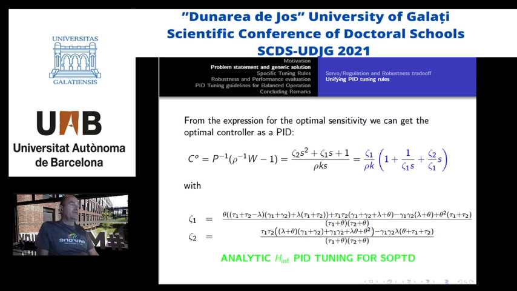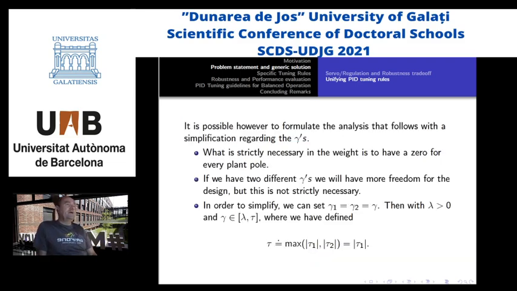Before going to the simple solutions, the idea is that we can make some assumptions, some simplifications to the problem. First of all, we got two parameters, gamma 1, gamma 2, one defined for each one of the time constants of the plant. What's important here is that for the weight, what really matters is that we have one gamma, so one zero on the weight for every plant pole, for every time constant. So we can keep the same structure of the weight, but we can simplify the problem a little bit by just introducing one gamma.